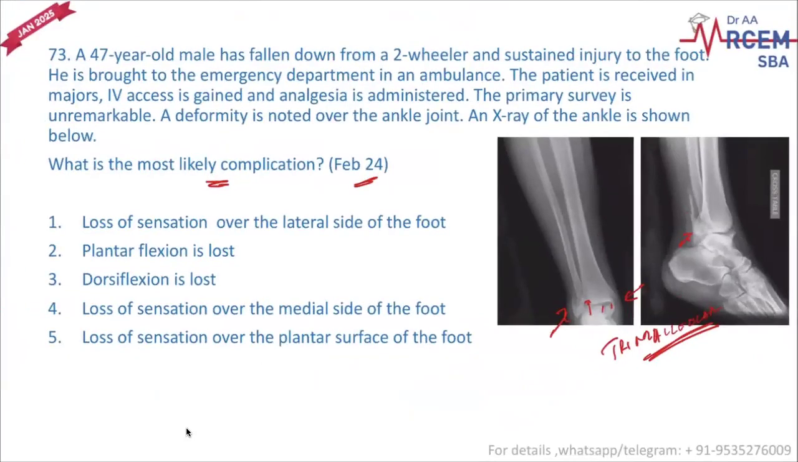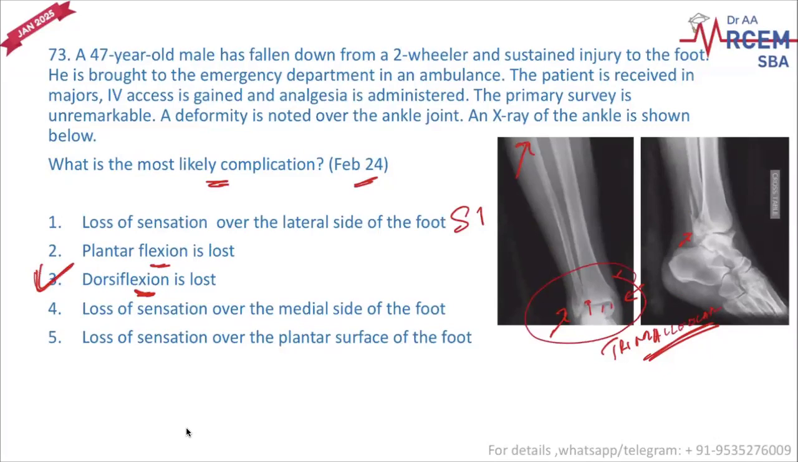Loss of sensation over the lateral side of the foot. S1 is the lateral part of the foot, so S1 or sural nerve injury is unlikely. Loss of plantar flexion, again unlikely. Dorsiflexion might be, because whenever there is a dislocation or fracture, there might be a distal fibular fracture also associated with it, known as a Maisonneuve fracture. Whenever it is present, the common peroneal nerve can be injured, resulting in loss of dorsiflexion. So we are expecting this to be the right answer.